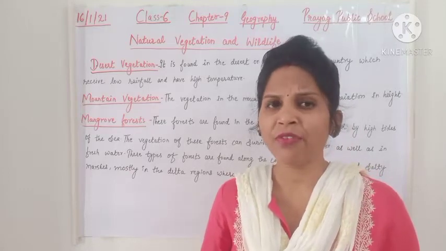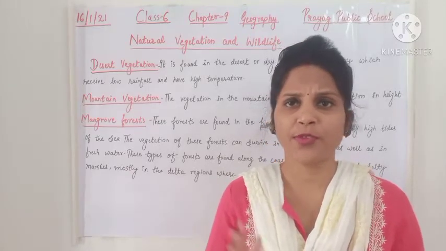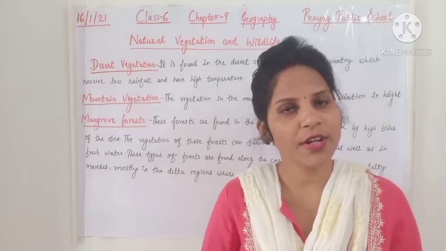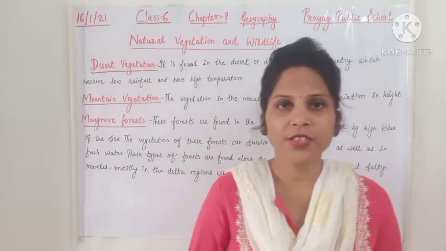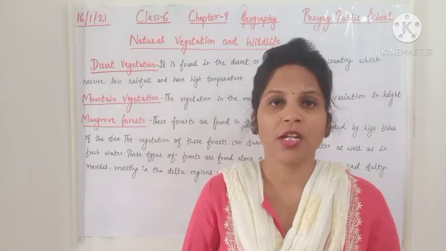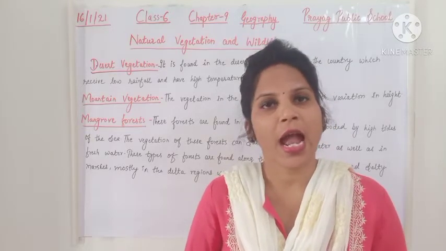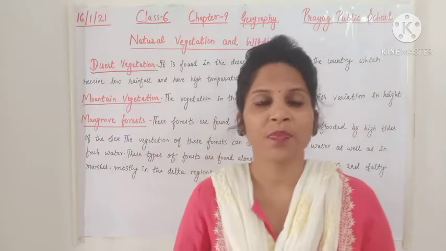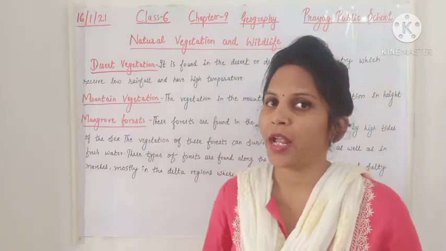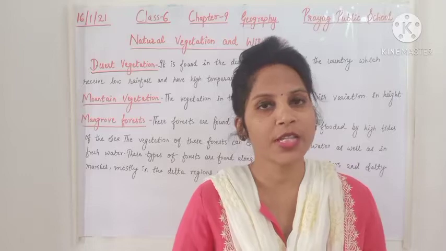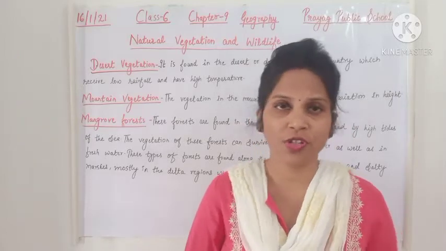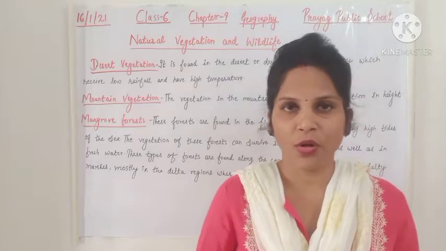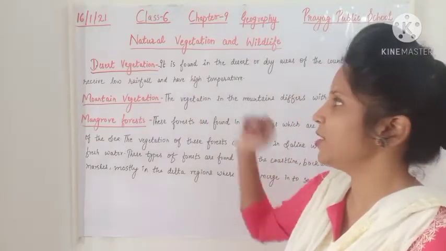Okay, and we have studied that there are 5 types of forest found in India, that is tropical evergreen forest, tropical deciduous forest, mangrove forest, desert vegetation and last is mountain vegetation. Okay, so in my previous video I had covered tropical evergreen forest and tropical deciduous forest. Now children, today I will proceed further, that is about the desert vegetation.